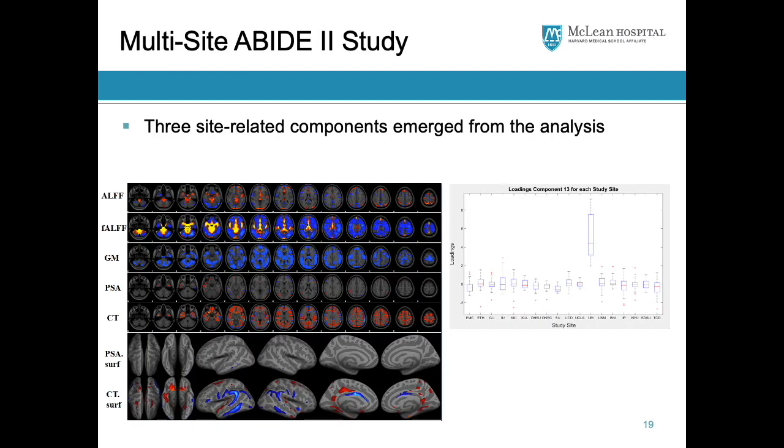3 site-related components emerged from the analysis. I'm just showing one here, and this is the multimodal spatial pattern representing some global effects in the fractional amplitude of low frequency fluctuations and gray matter concentration and cortical thickness that were really driven by data from one of the sites included in the study. And so I'm not sure exactly what's driving this, what's different about this site, but this is just one of the patterns.